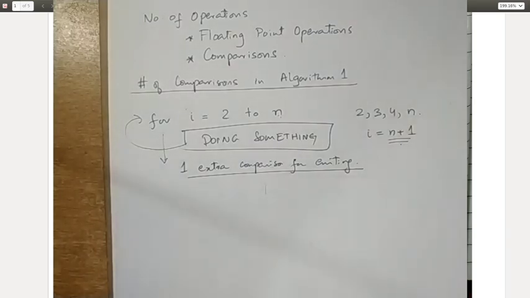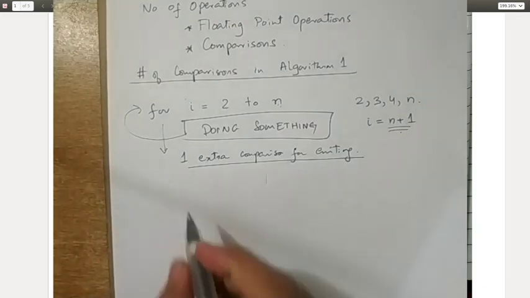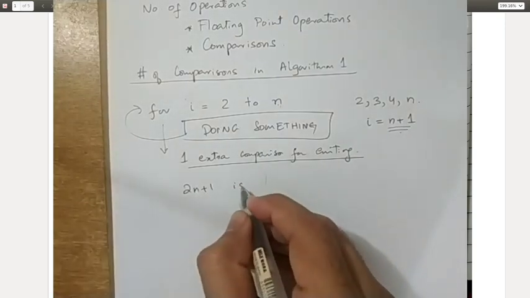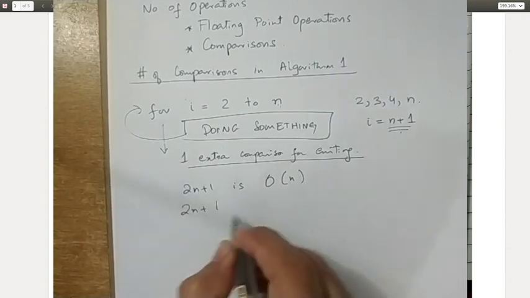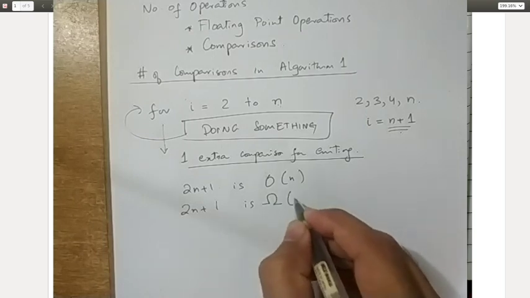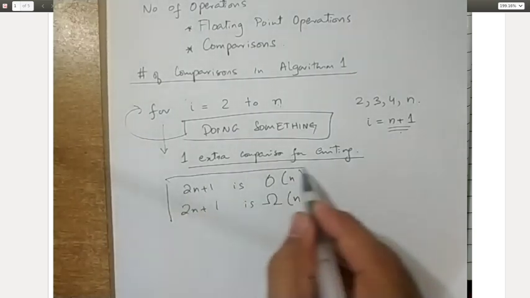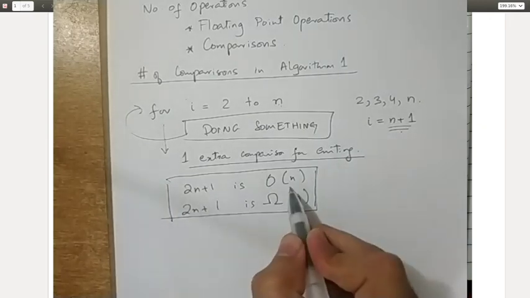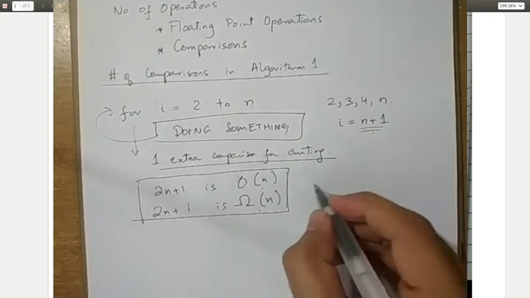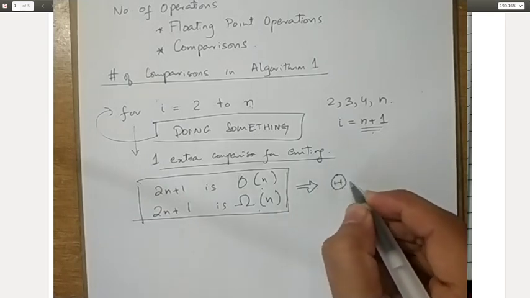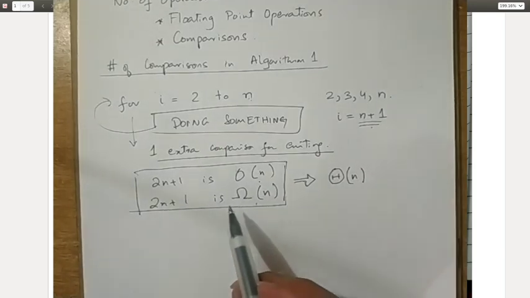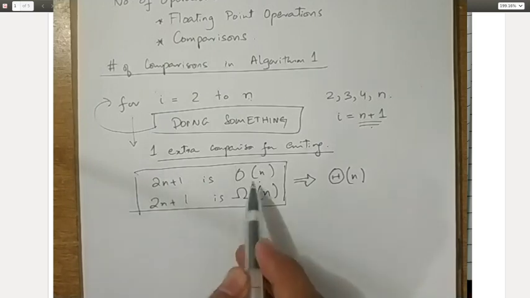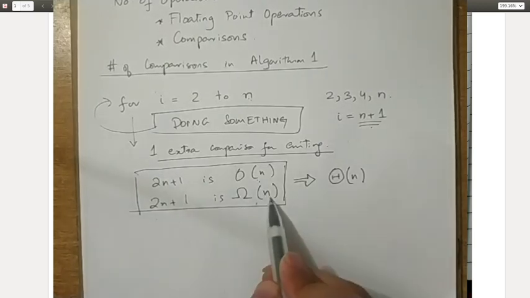The second thing you asked was, why are we saying theta? We are saying theta because we can show that 2n plus 1 is big O of n, and you can also show that 2n plus 1 is big omega of n. You can show both of these things. A linear function is both big O of n and big omega of n, and therefore it is simply written as big theta of n. And the mathematical details, you can go back to the previous lecture and see how you can show that 2n plus 1 is big O of n and 2n plus 1 is big omega of n.